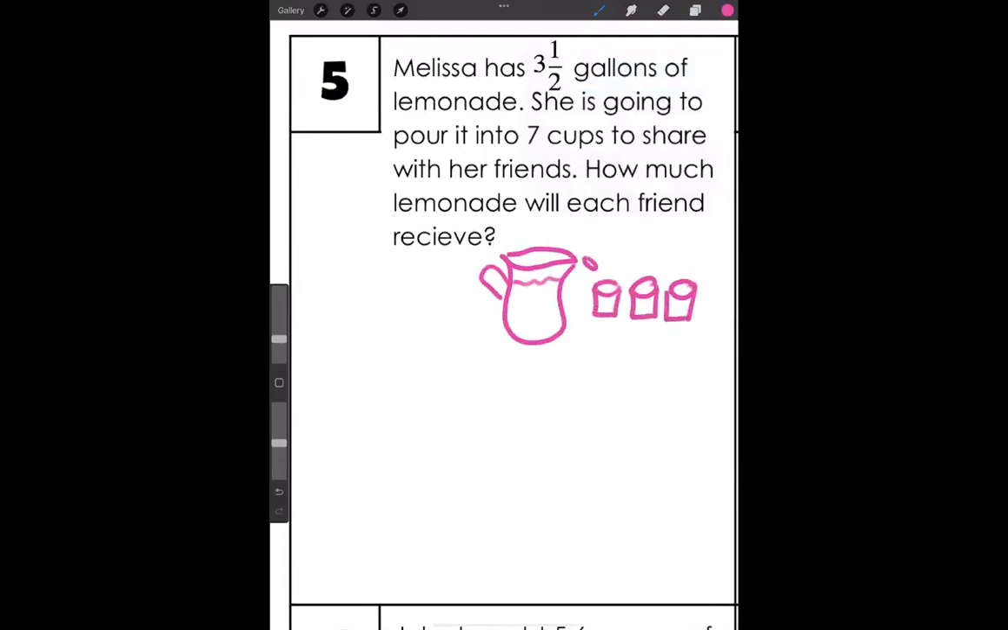So if you think about math, anytime you're taking a big amount and you're separating it out into equal groups, that's going to be division. So we're talking about 3.5 divided by 7.